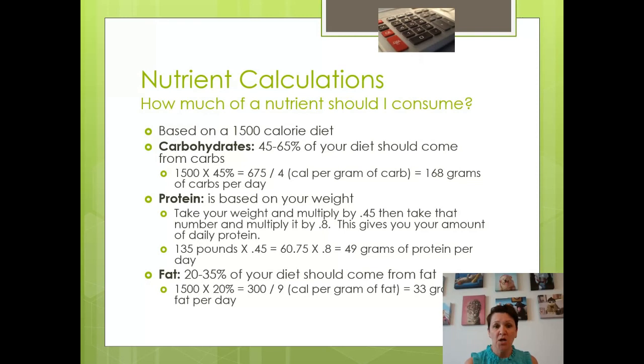So you take 1,500, you multiply that by 45%. That's because if you're going for weight loss, you're always going to use the smaller number of the two. So instead of the 65, we're going to use 45. But maybe you're trying to bulk up, maybe you're trying to gain weight. Then you would be using the 65. So 1,500 times 45% is 675. You divide that by 4 because it's 4 calories per gram, giving you 168 grams of carbs per day.